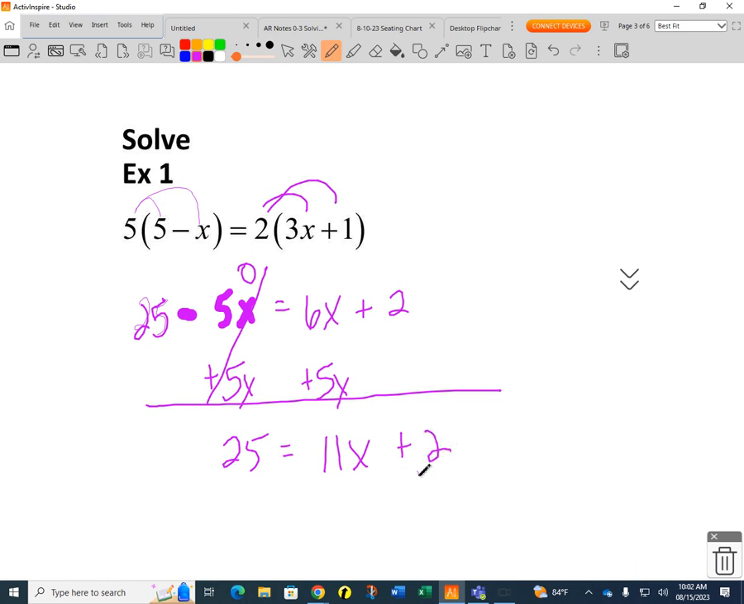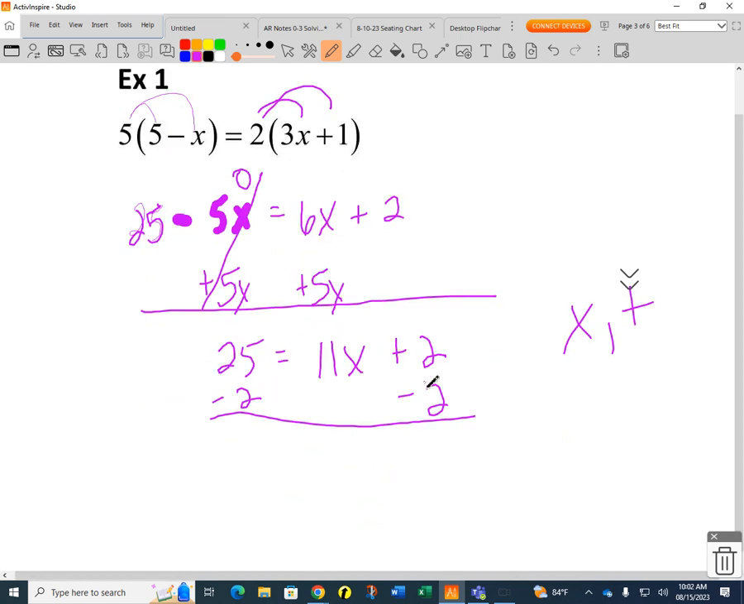Now we're down to our last step, which is solve. We solve by undoing the operation. So we read it out loud in our mind. 25 equals 11 times x plus 2. So now I know I need to undo multiplication and I need to undo addition. We almost always undo the addition or subtraction first, and that's what we're going to do here. So I'm going to get this to 0. If it's a positive 2, we subtract 2. Whatever we do to one side of the equation, we have to do to the other side. So that's going to be 0. 25 minus 2 is 23. 11x plus 0 is 11 times x.